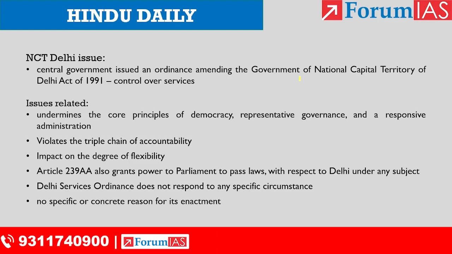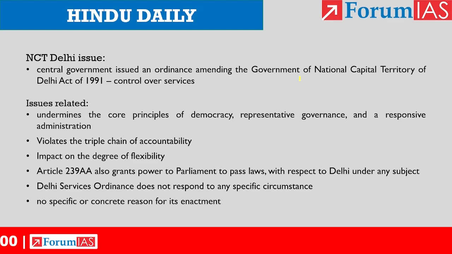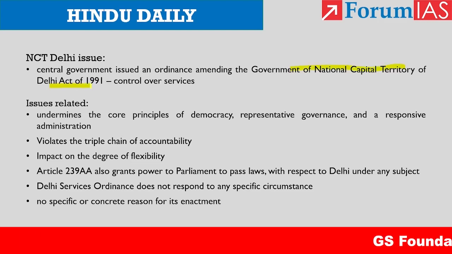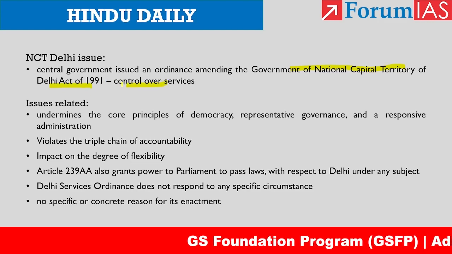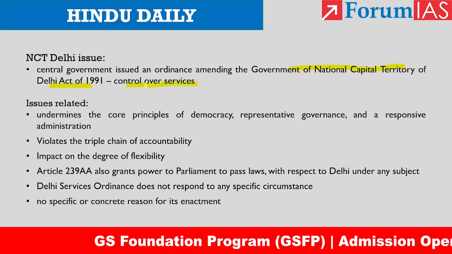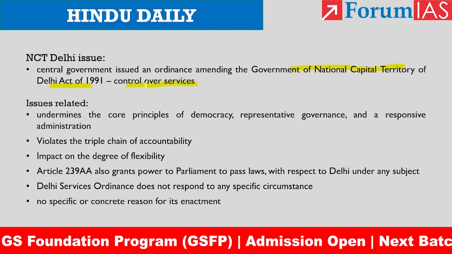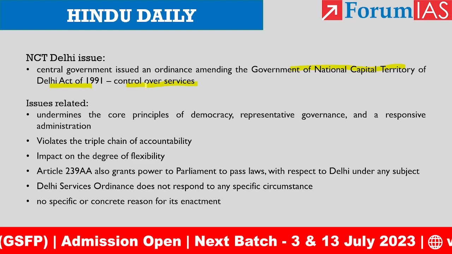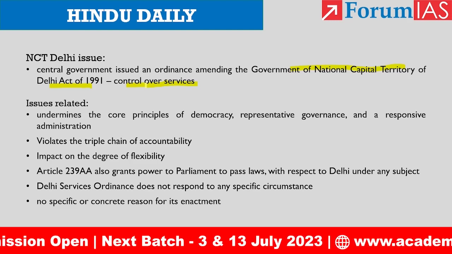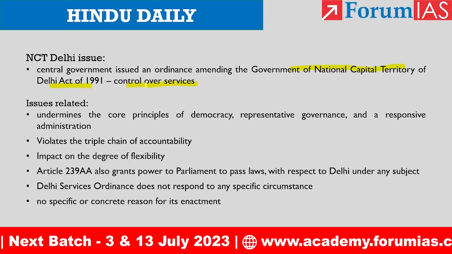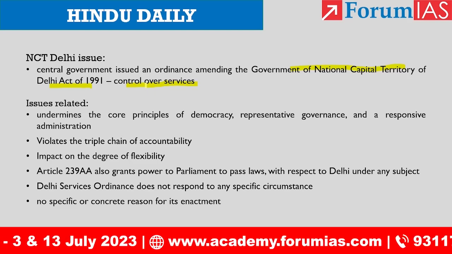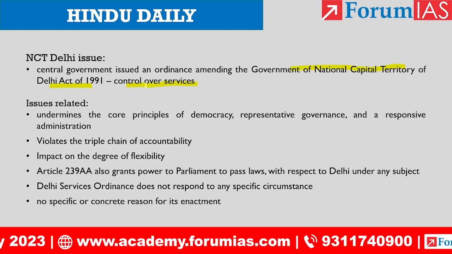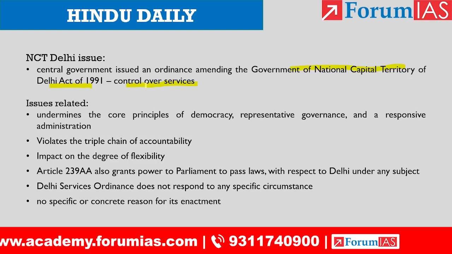Within days, the central government issued an ordinance amending the Government of National Capital Territory of Delhi Act 1991, giving the power to the central government. That is, the central government will take over the control over services. Through this ordinance, the central government wants to undo the court's judgment. Hence, as of now, the ordinance passed by the Union Executive deprives the Delhi Legislative Assembly from enacting laws pertaining to services within the National Capital Territory of Delhi.